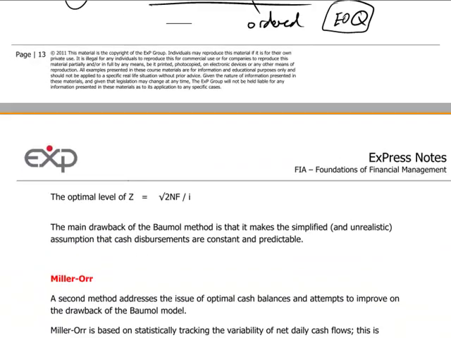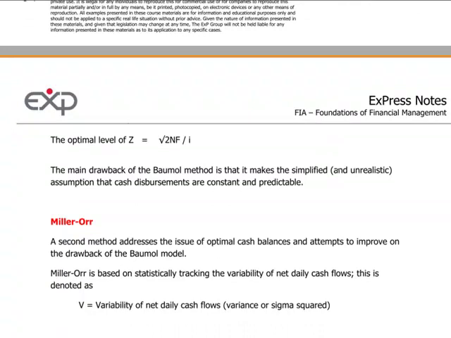And the formula for the optimal level of Z is in fact the square root of 2NF divided by I, the interest rate.